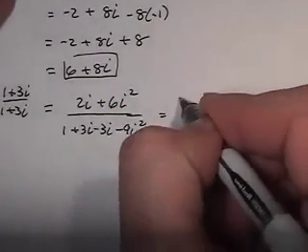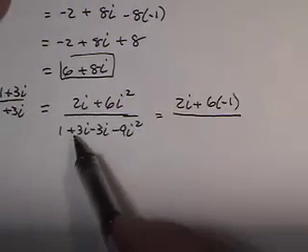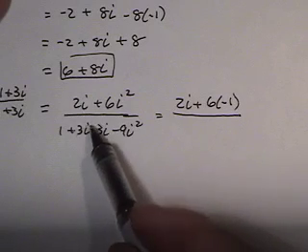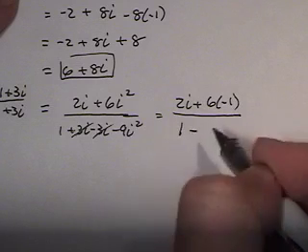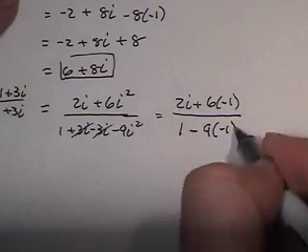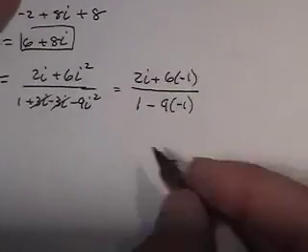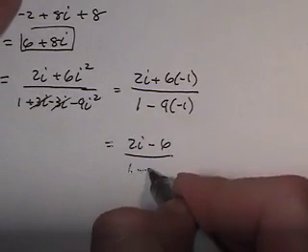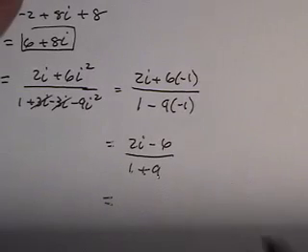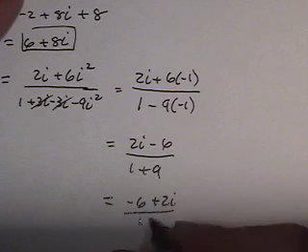All right. So the top I have 2i plus 6 times negative 1. The bottom you'll see the positive 3i and the negative 3i will cancel out. That's why I took the conjugate, because that will always happen. So I'm left with 1 minus 9i squared, which is a negative 1. All right. So I'll go down from here. So I get 2i minus 6 over 1 plus 9. I'll just rearrange it because reals come first, then imaginary. So negative 6 plus 2i all over 10.